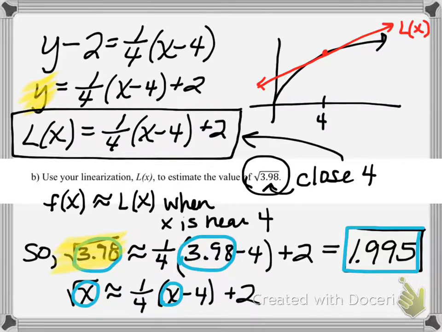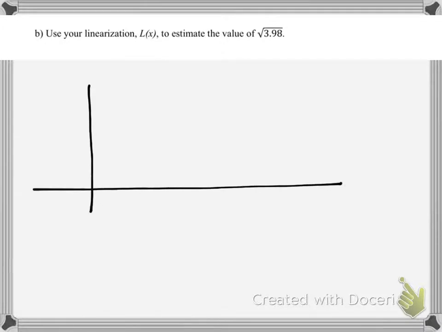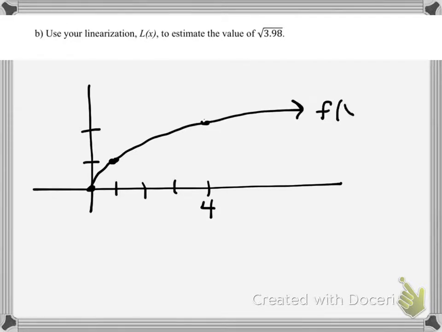Now, in the next part, let's see whether or not this answer is an over or an underestimate based on the graph. So once again, let's take a look at the graph, and this time I'm going to graph a little bit more carefully. We know that the square root of 0 is 0, the square root of 1 is 1, and the square root of 4 is 2. So here's our square root function. This was f of x is equal to the square root of x.